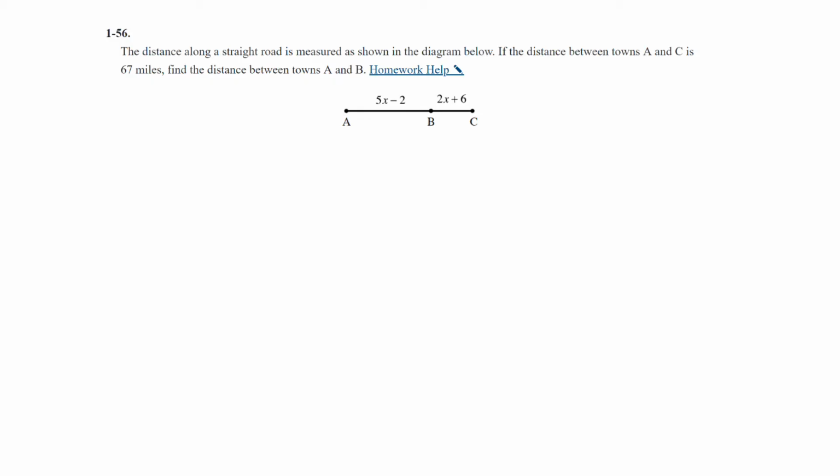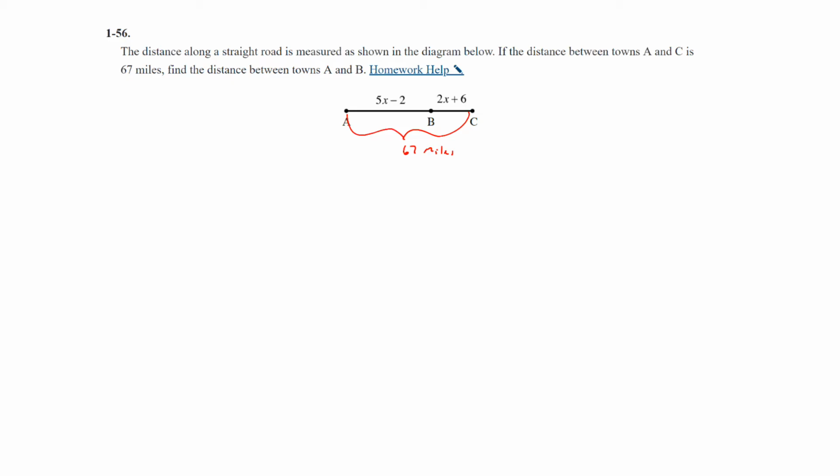Question 56, the distance along a straight road is measured as shown in the diagram below. If the distance between towns A and C is 67 miles, find the distance between A and B. So between A and C, 67 miles. Find the distance between towns A and B.